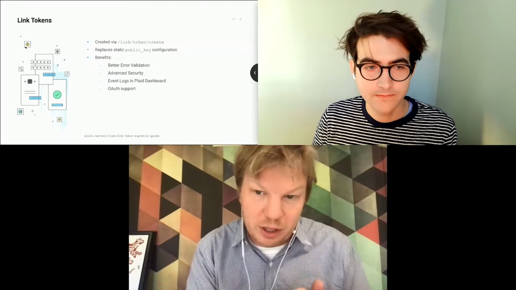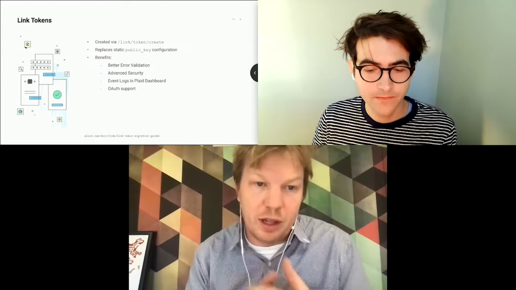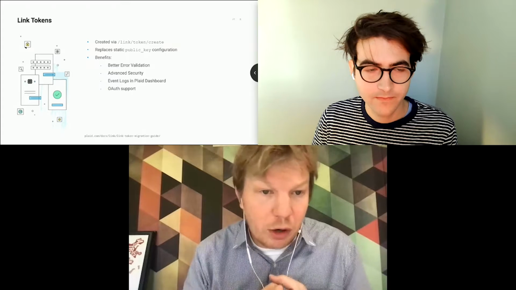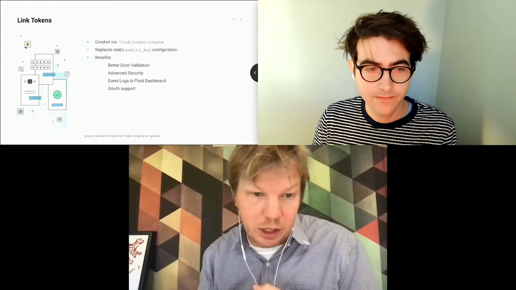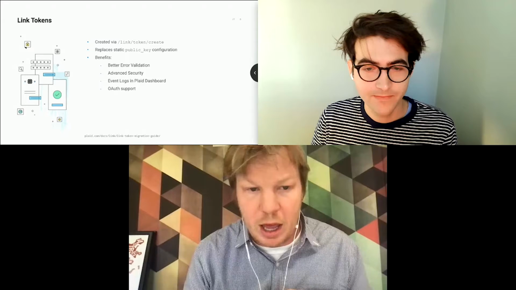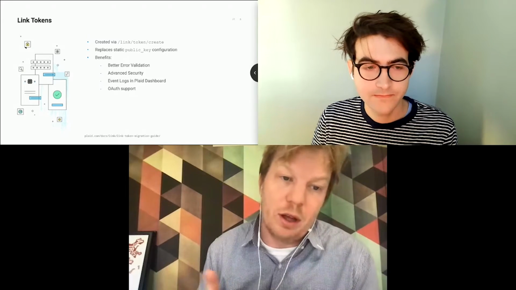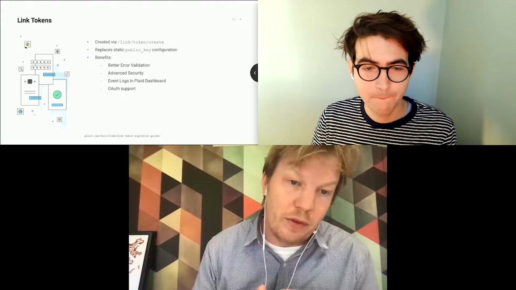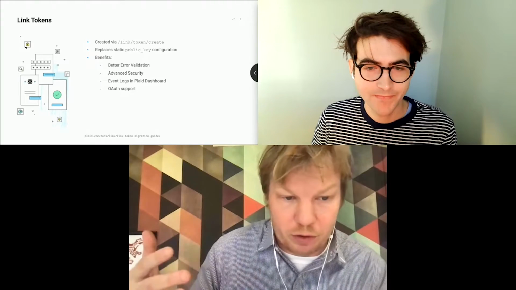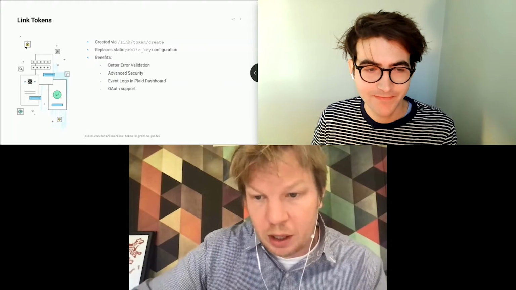This is a dynamic token that's created via our link token create endpoint, and it replaces that public key static configuration, right? And migrating to link tokens, there's a link at the bottom if you haven't seen the migration guide of the slide, but it basically provides better error validation, better security, especially around OAuth support. It opens up event logs in our Plaid dashboard so you can get better views into sessions and what's going on in your integration.